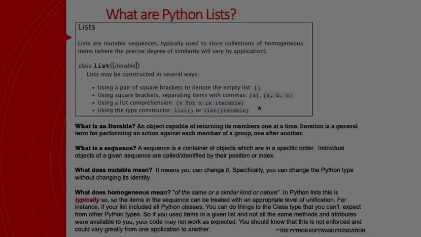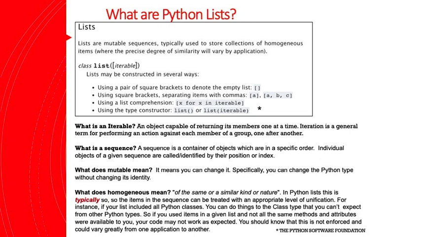Let's jump in. What are Python lists? Lists are mutable sequences typically used to store collections of homogeneous items where the precise degree of similarity will vary by application. There are various different ways to create a list. We're going to go through those on the upcoming slides, but let's define some terms here.